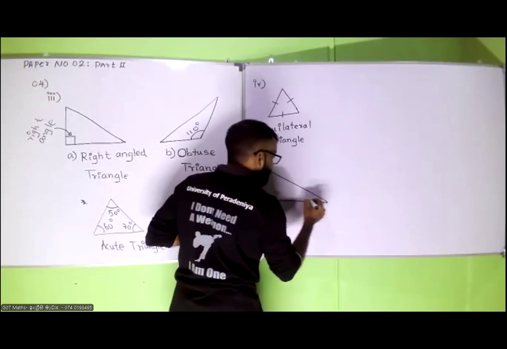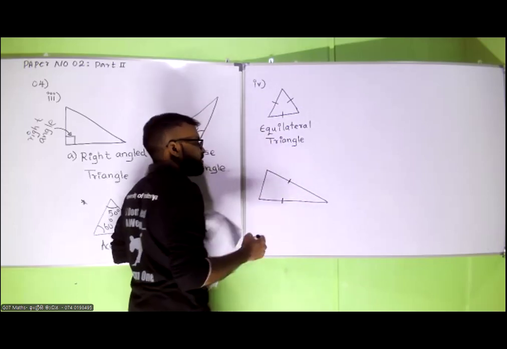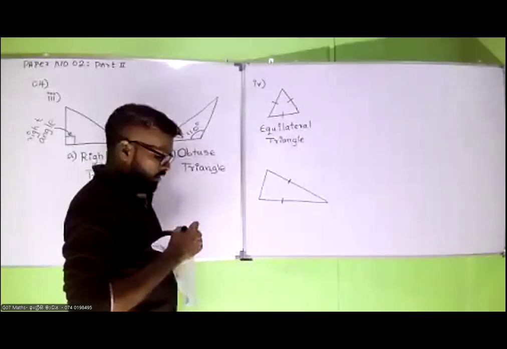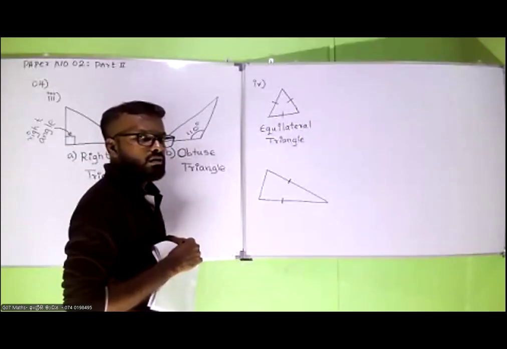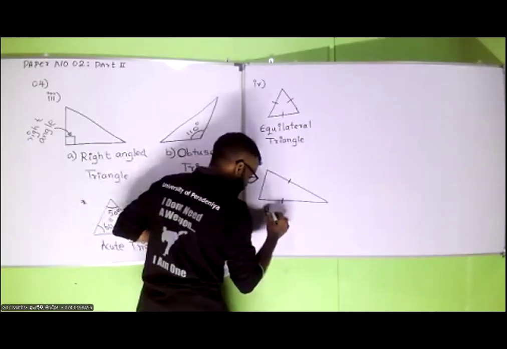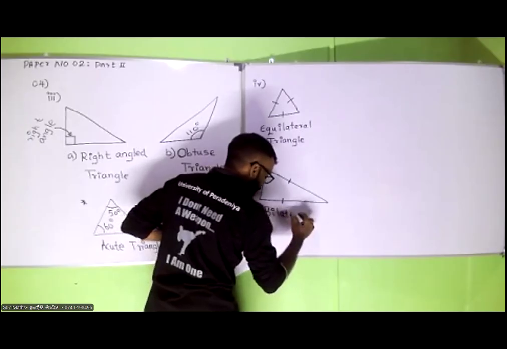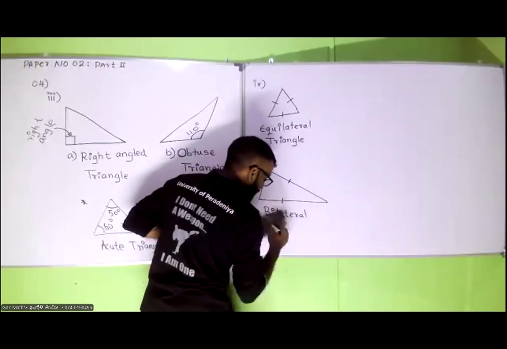Next we have something like this. Only two sides are equal. This side and this side are equal. Only two sides are equal. Bilateral triangle.